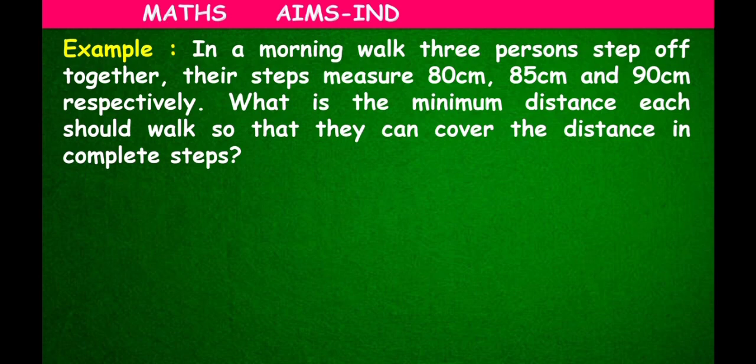So we have to find out the minimum distance, so that with these steps, they can cover the distance equally, because the steps of the 3 persons are different. One person is 80 centimeter, one person is 85 centimeter, another person is 90 centimeter. So we have to find a distance such that it can be covered with these 3 different types of steps. That we have to find out.